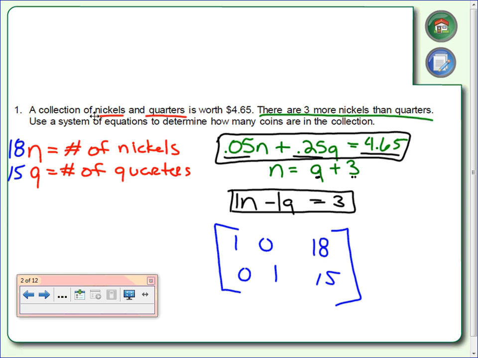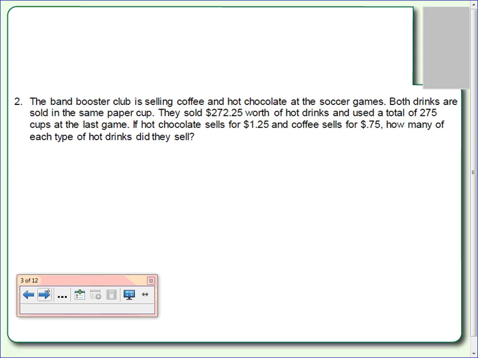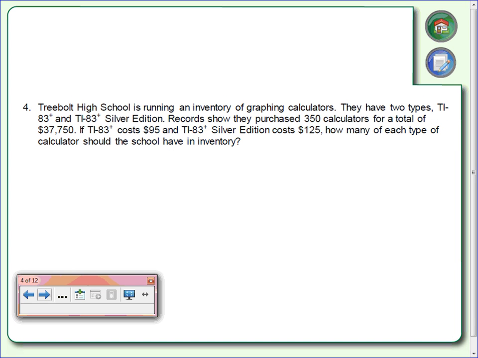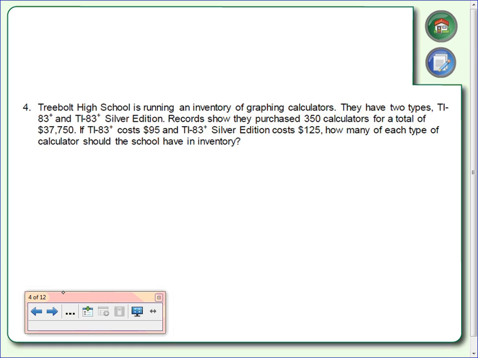All right, so I'm going to skip number 2. You'll come back and do that one for me in a minute. We said we were going to skip 3, so let's take a look at number 4. We're looking at number 4.